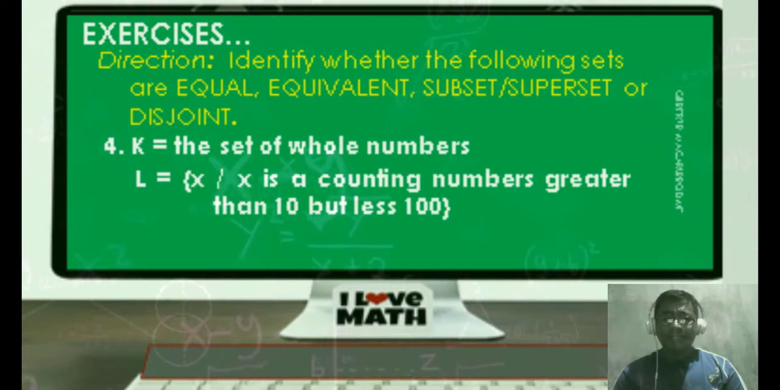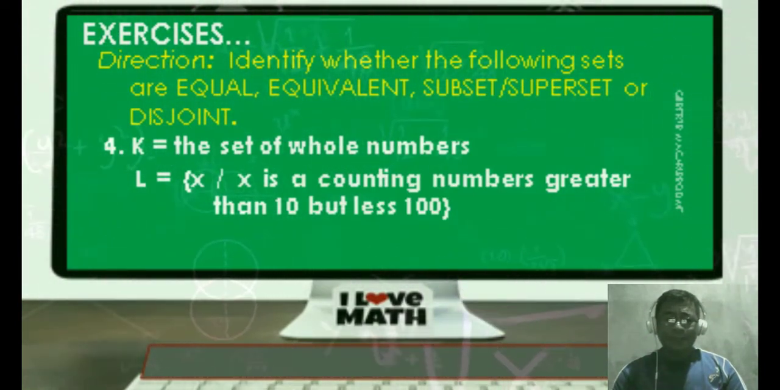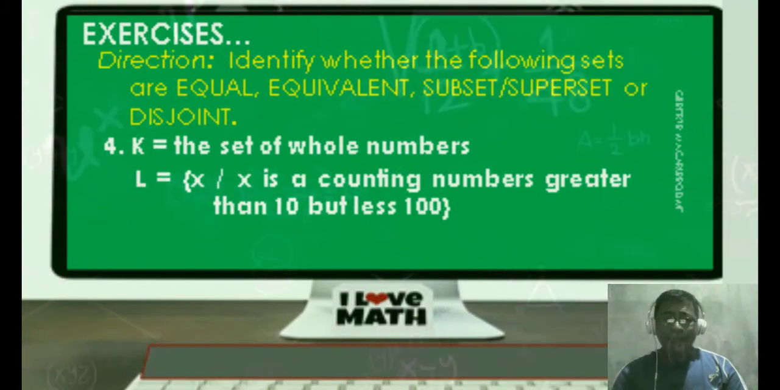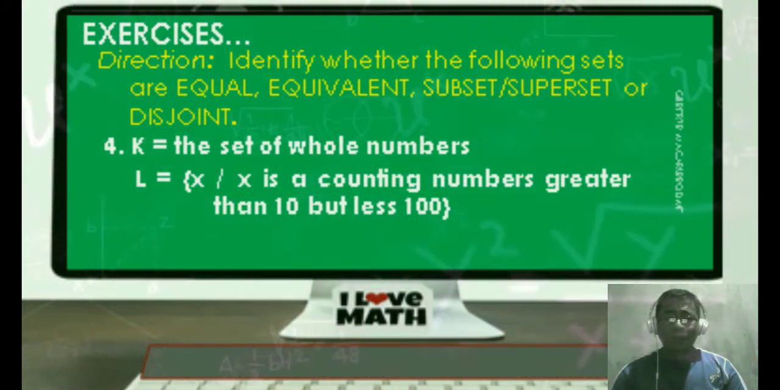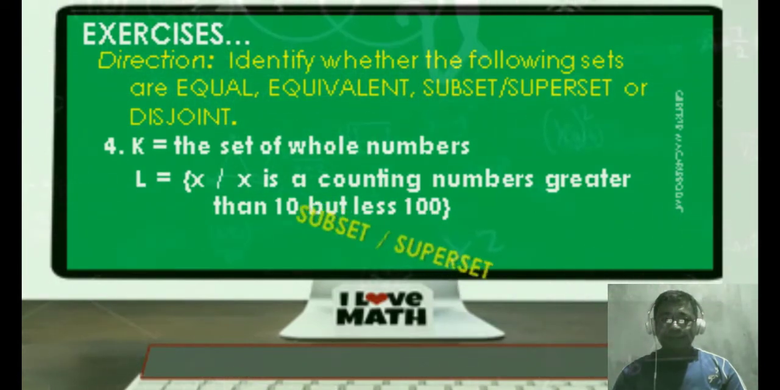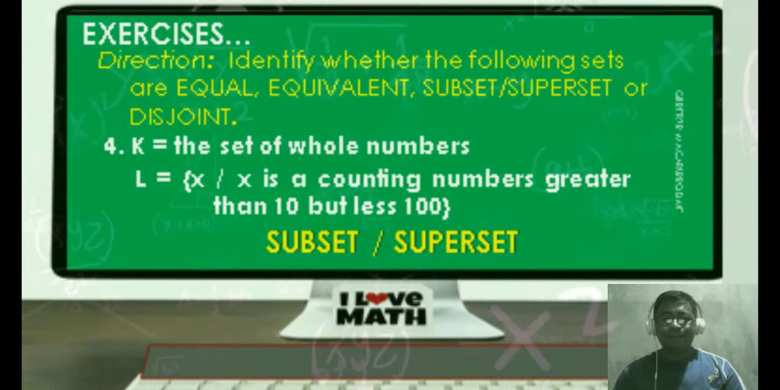So set L is simply a subset of K. This pair of sets are either subset or superset. Set L is a subset of K and K is a superset of L. Okay, take note of that.